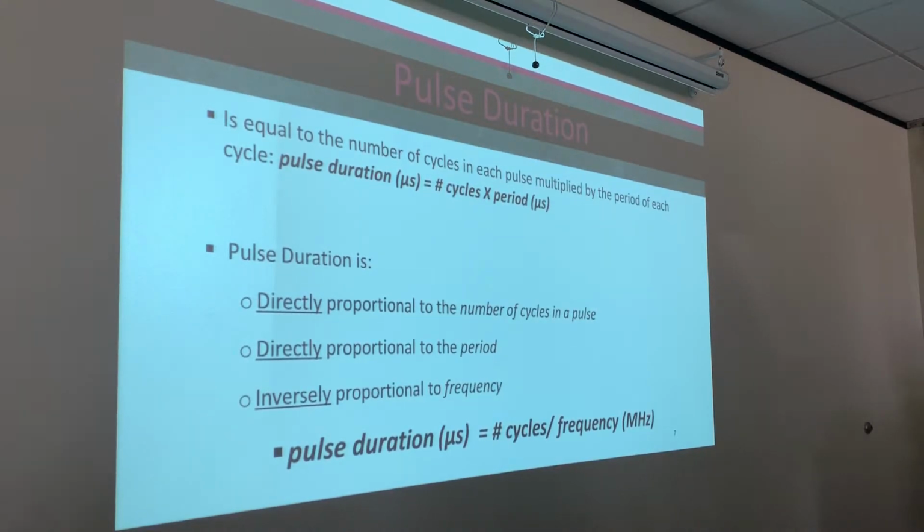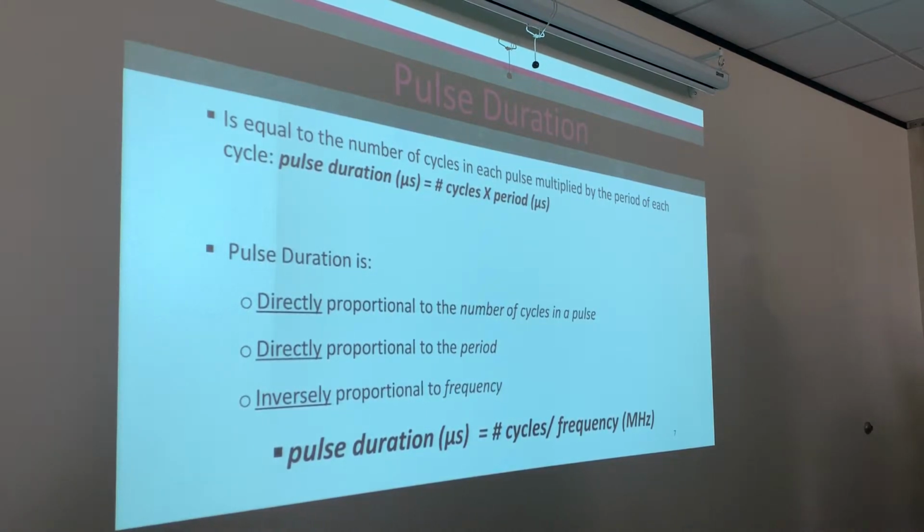PD equals the number of cycles multiplied by the period. Or PD is also the number of cycles divided by frequency. And that makes sense because period and frequency are inversely related. They're reciprocals of each other. So that's why that formula works out in that way.